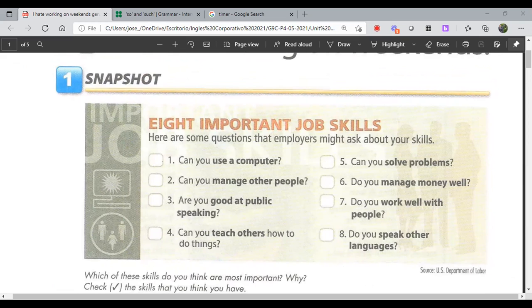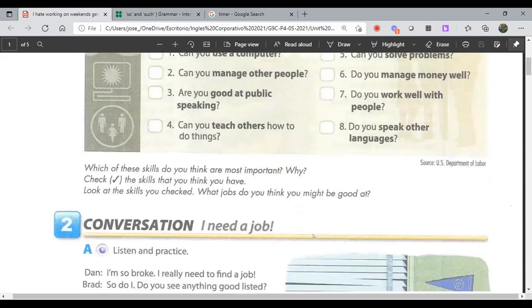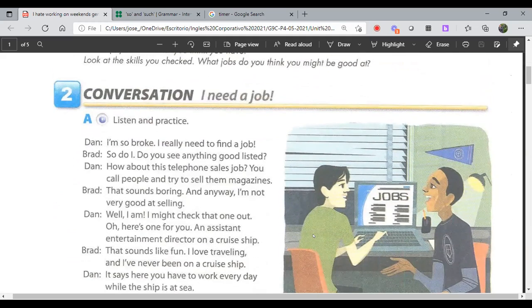The name of the five is I hate working on weekends. Gerund phrases or something like that. All right. This thing is loading. Okay. I send it to you. Let me just go back to what I was sharing to you and let's continue with the class.